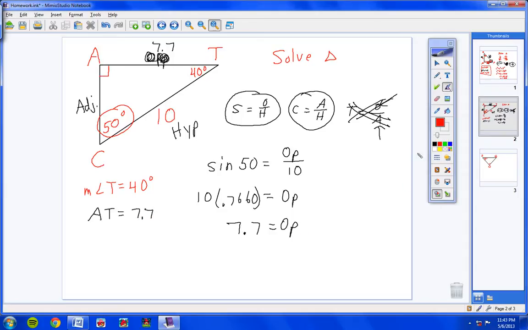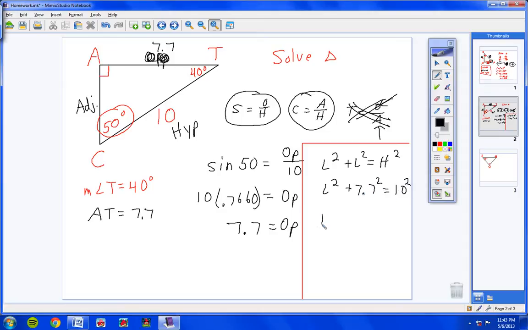All right, now I can use the Pythagorean theorem. I can do that because I know two sides. I can say leg squared plus leg squared equals hypotenuse squared. One of my legs right here I don't know, so I'm going to put L squared. My other leg is 7.7, so 7.7 squared. My hypotenuse is 10, so 10 squared. If you type into your calculator 7.7 squared, you will get 59.29. And then for 10 squared, hopefully you don't need a calculator for that. 10 times 10 is 100.